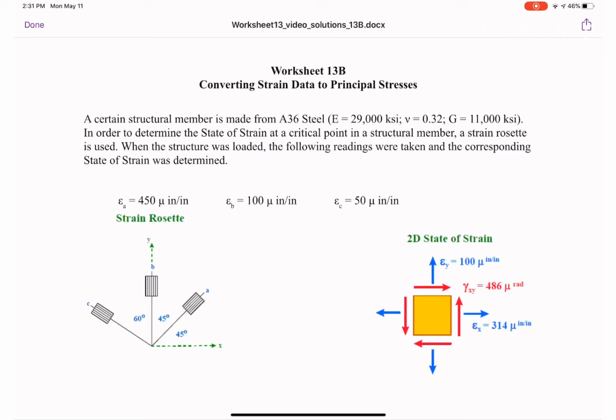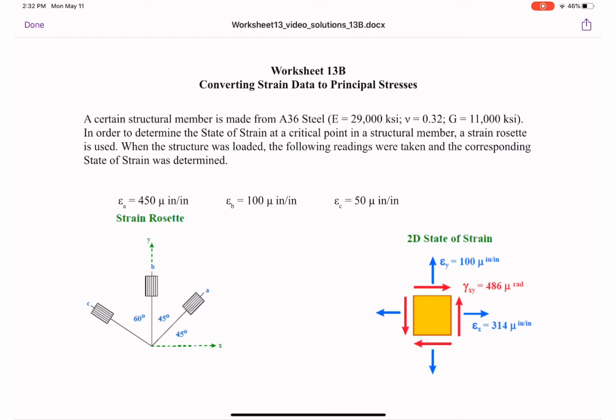Worksheet 13B, converting strain data to principal stresses. So just apply the generalized Hooke's laws. A certain structural member is made of A36 steel, so they give us Young's modulus E = 29,000 ksi, Poisson's ratio ν = 0.32, and G, the modulus of rigidity, 11,000 ksi.